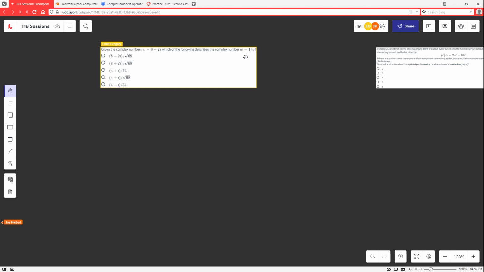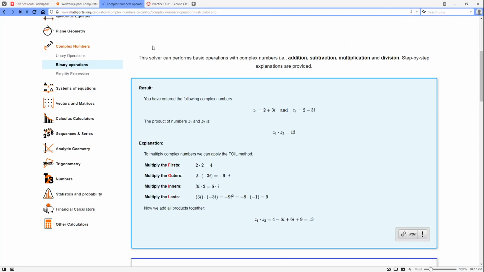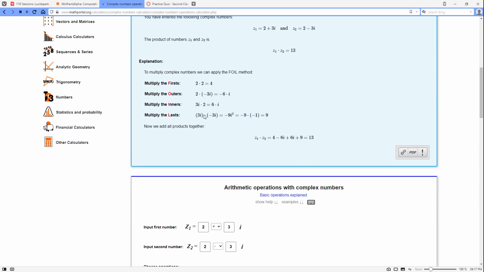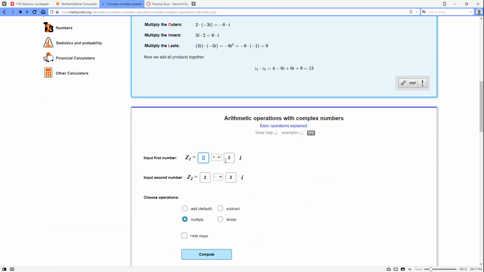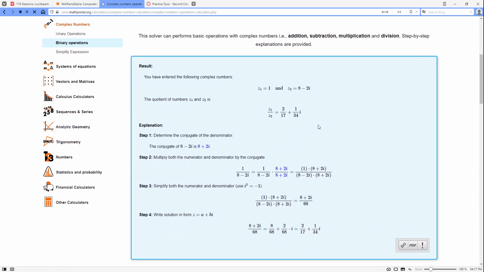And now let's use the same calculator for it. So if we go back here, what was it? It is 8 minus 2i, and it is 1 first. So for this one, go back down to this, it is 1 plus 0i, and then 8 minus 2i. Is that correct? Yes, it was. And we want to be dividing them. Compute. And we get this.